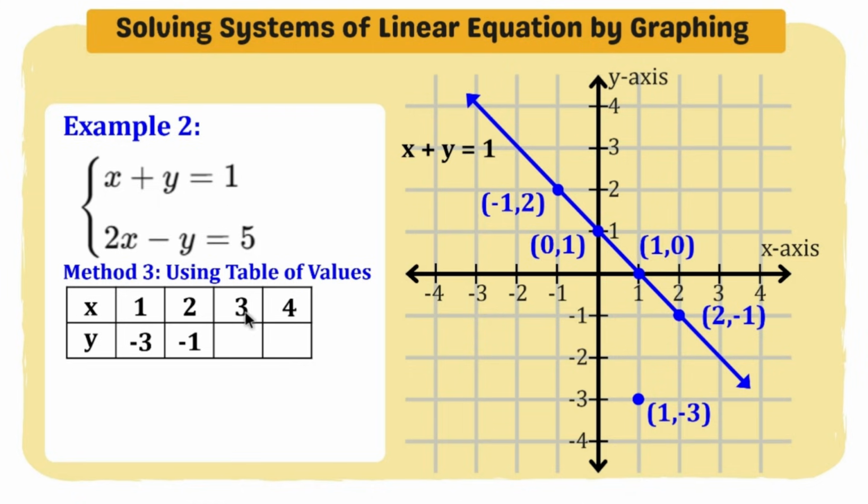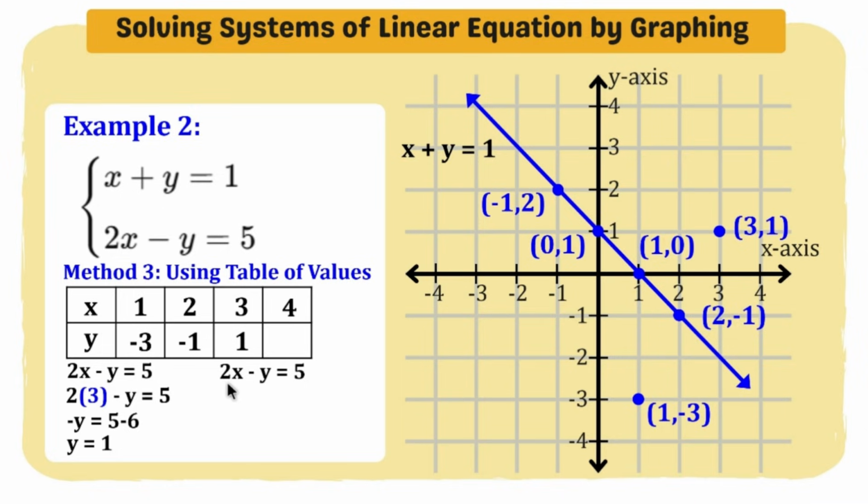Next, ituloy lang po natin sa dalawa pang values ni x. So we have 3. So 2x minus y is equal to 5. Let's substitute. X will be 3. Okay, y will now be positive 1. Okay, so our point is at 3, positive 1. Nandito na siya. And then last, para makumpleto yung 4 points, okay, we have here positive 4.